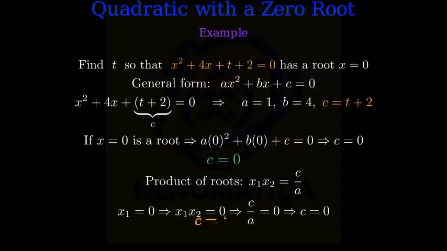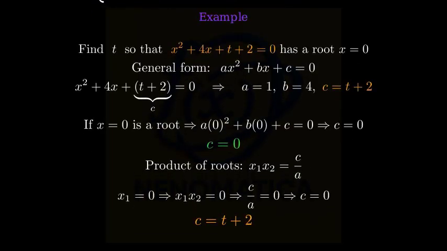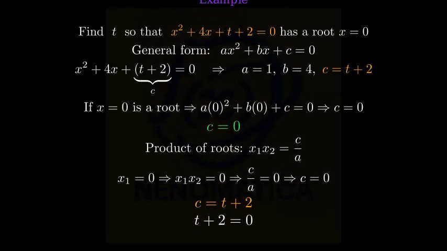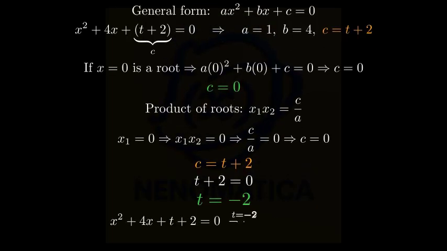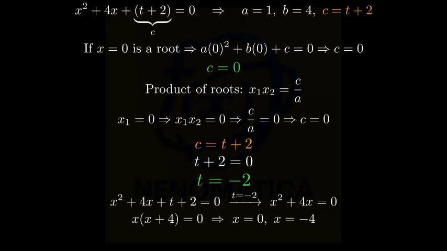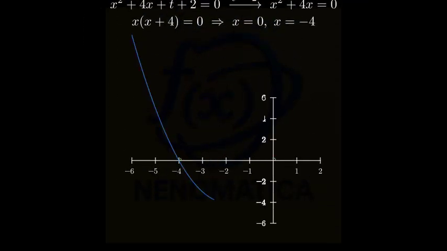Step 3. We already matched c equals t plus 2. Setting c to 0 gives t plus 2 equals 0. Solving yields t equals -2. Step 4. Let's check quickly. With t equals -2, the equation is x squared plus 4x equals 0. It factors to x times x plus 4 equals 0, so the roots are x equals 0 and x equals -4. We can visualize that on a small graph. Final answer, t equals -2.